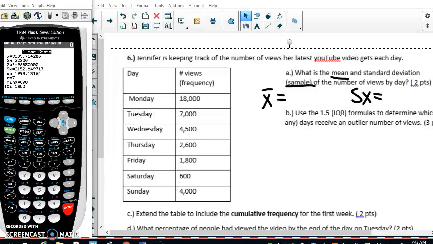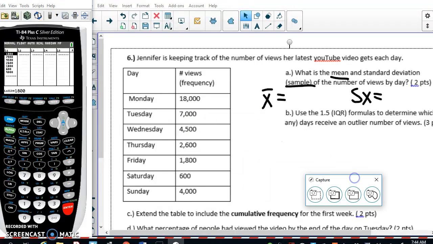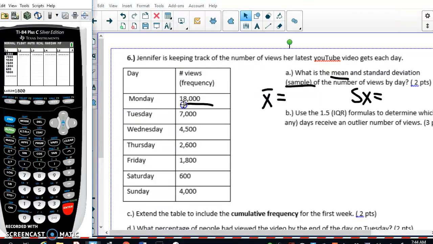So I'm thinking we made a mistake. We made a boo-boo here. So let's see, we have 18. Yep, that's a mistake I think a lot of students made here. That first number, it's 18,000, right? I saw that mistake made a lot. So 18, boom, boom, boom, okay? And then we would go to stat, over to calculate, do the same thing, calculate one variable statistics. Boom, boom, boom, and we're done.